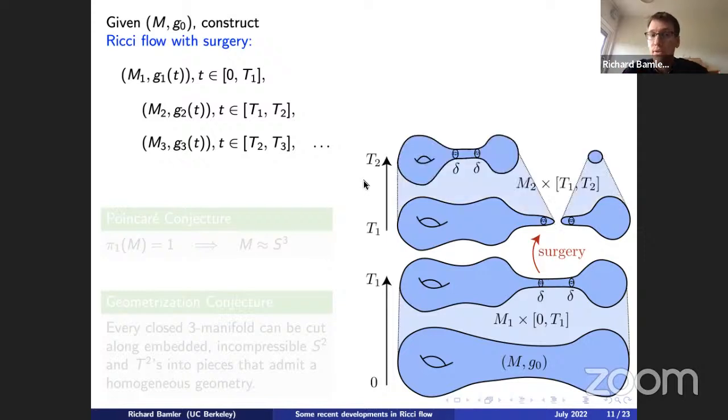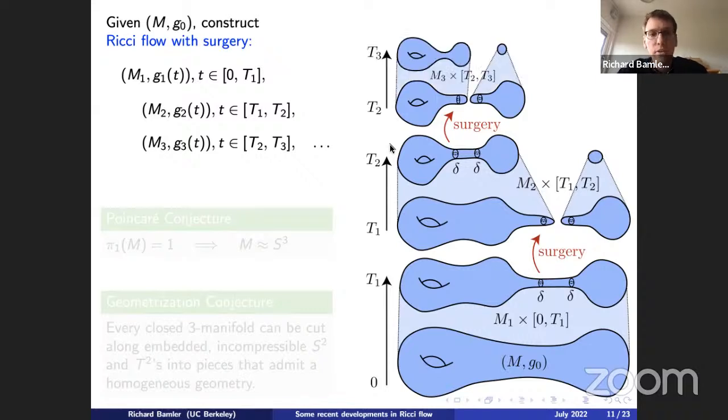This allows me to run the flow again until I hit another singularity. Maybe here I see the same type of singularity, so let me just perform the same construction. And here, let's say we see some kind of spherical singularity. In this case, I just say that Ricci flow has done its job and discard this component. Then I run the flow again, and so on and so forth. And Perelman showed that this kind of process can be continued for as long as you want.